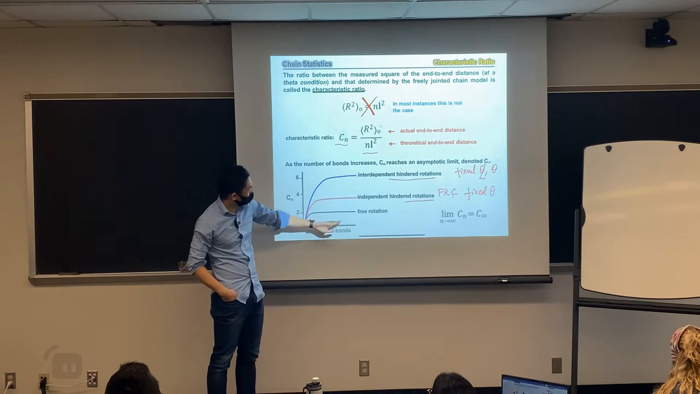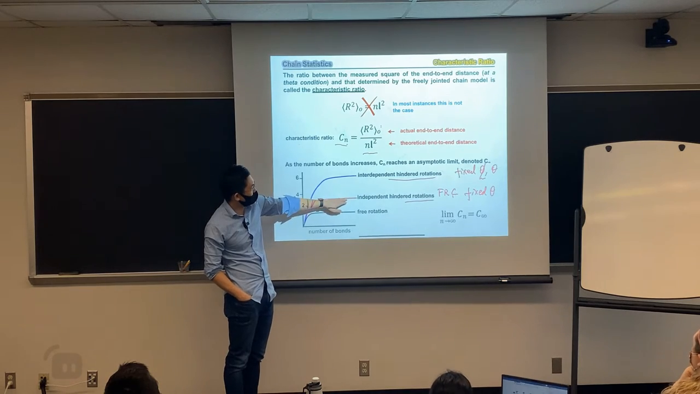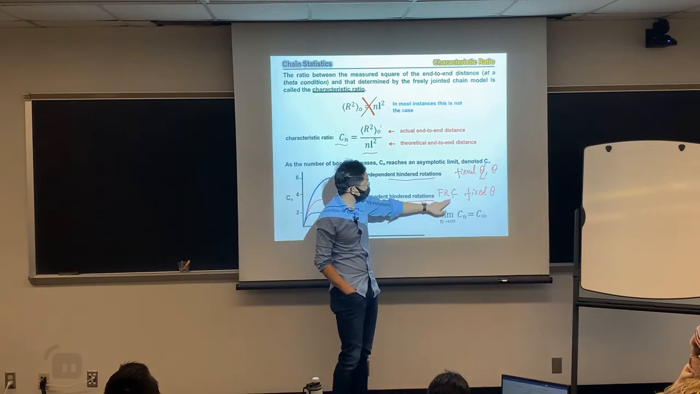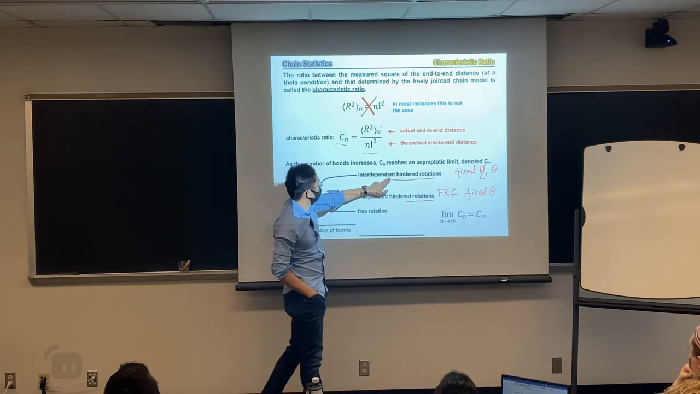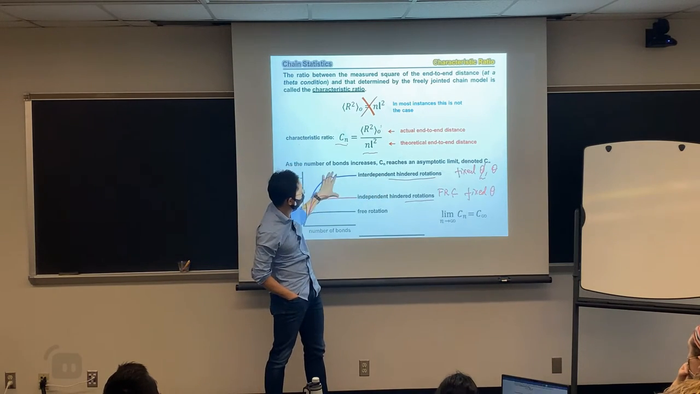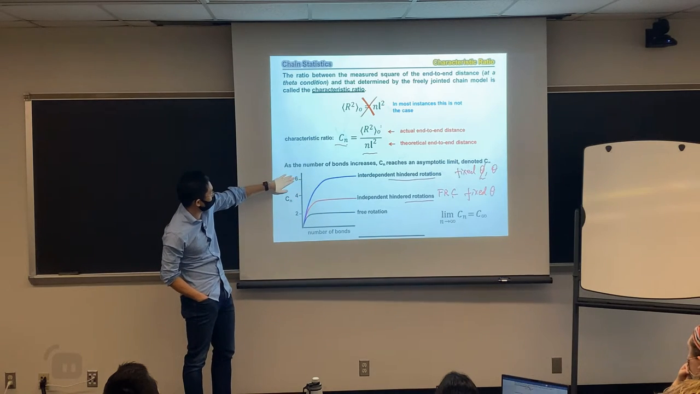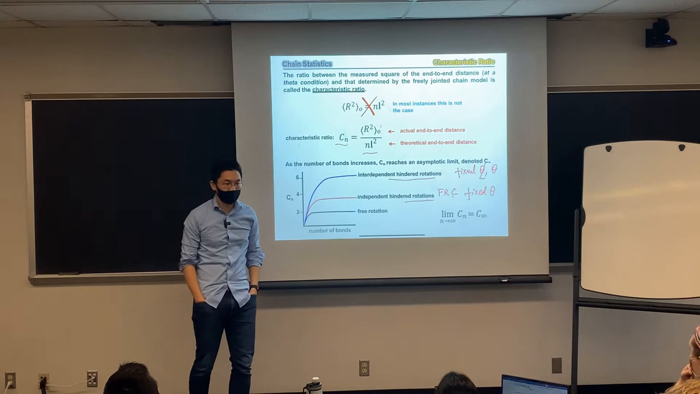We basically tell you the free rotation chain has expansion. Independent hindered rotation is basically the free rotation chain with fixed theta. And this particular independently hindered rotation, nothing is fixed, so everything is moving around. You can see the expansion factor, this is about 6. This is about 2, depending on the different case.